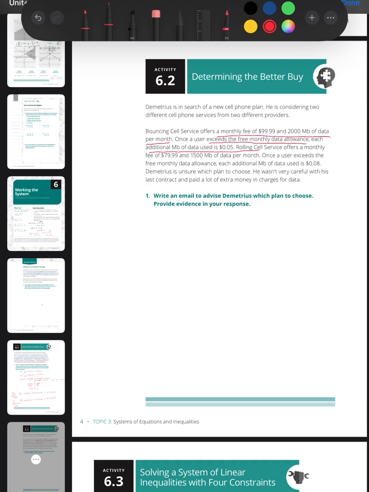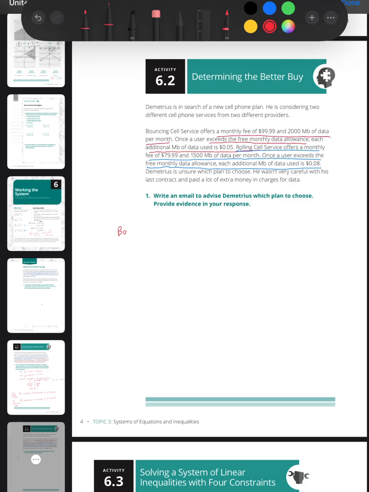And then rolling cell phone service offers a monthly fee of $79.99 and 1,500 megabytes of data per month. Once the user exceeds the free monthly data allowance, each additional megabyte of data used is now 8 cents with the plan B. So Demetrius is unsure which plan to choose. He wasn't very careful with his last contract and paid a lot of extra money. So again, we're going to write 2 different equations.